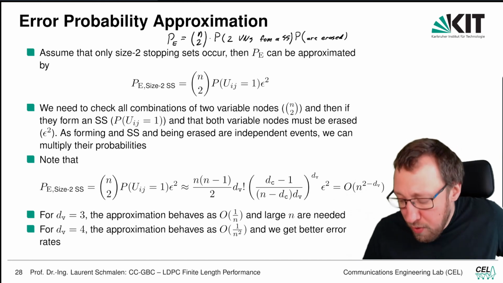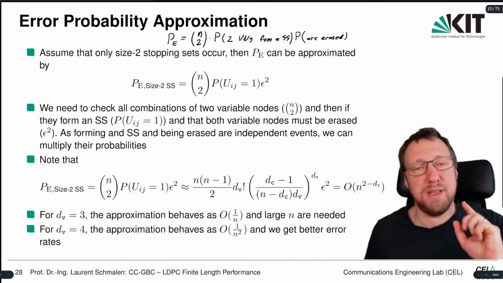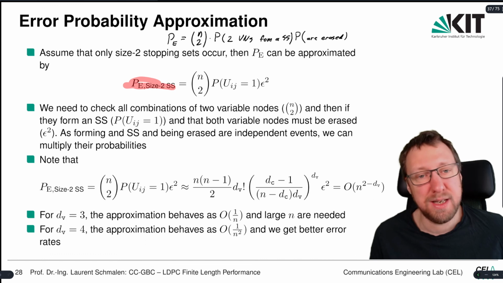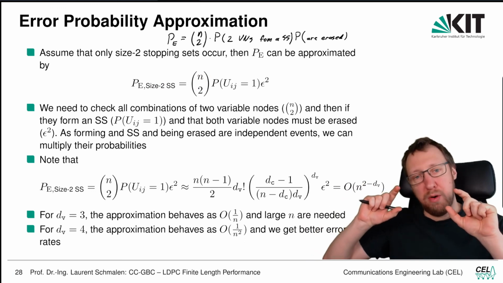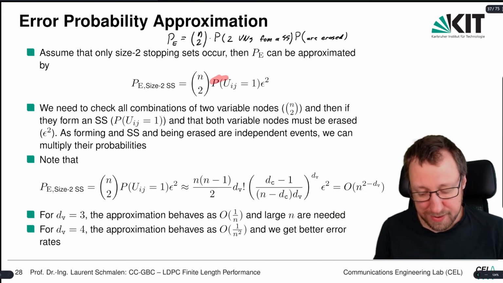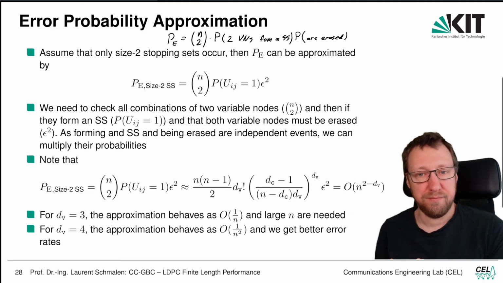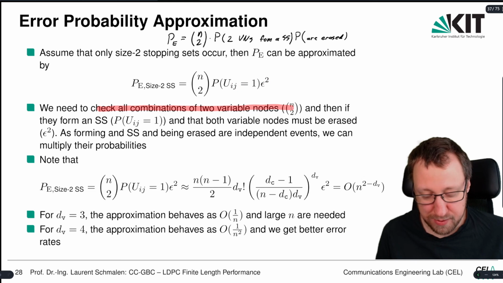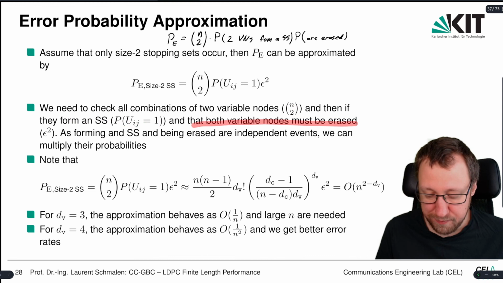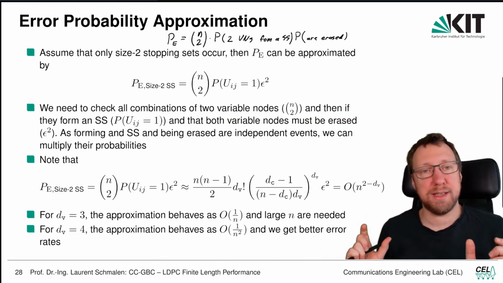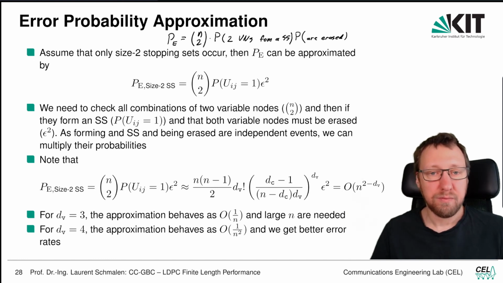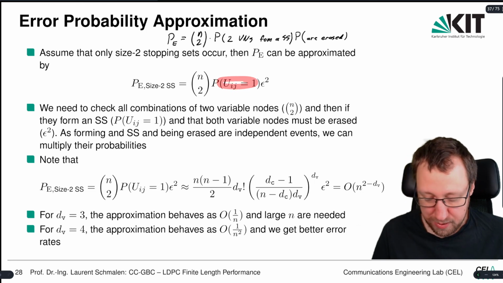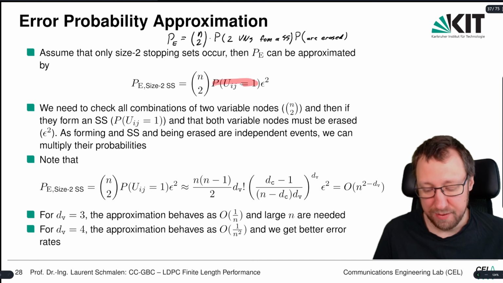So when we only have stopping sets of size 2, we get this approximation: PE size 2 SS is equal to n choose 2. So we look at all possible combinations of choosing 2 variable nodes from our code, times the probability that they form a stopping set, times the probability that they are erased, and that is epsilon squared. So check all the combinations of 2 variable nodes, check if they form a stopping set, and then both variable nodes must be erased. Forming a stopping set and being erased are 2 independent events, so we can multiply the probabilities. And then we just need to insert PUIJ from the previous result, and we are good to go.